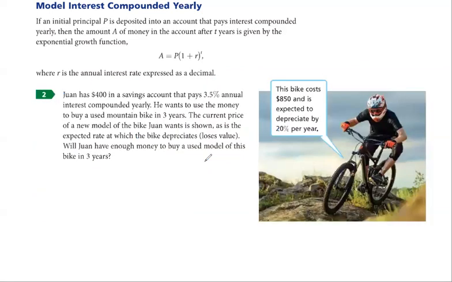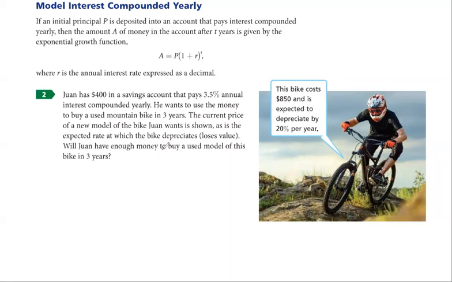So here's a problem. We have $400 in a savings account that is going to pay us 3.5% annual interest, compounded yearly, which means we'll get the interest after the year is over. He wants to use the money to buy a used bike in 3 years. The current price of the bike is $850. It will depreciate 20% per year. And the question is, will he have enough money to buy that used bike in 3 years?